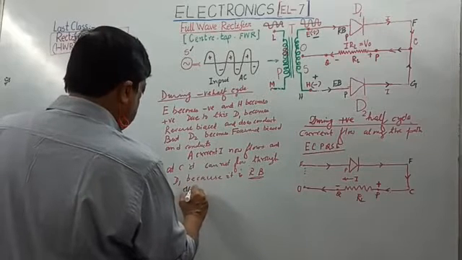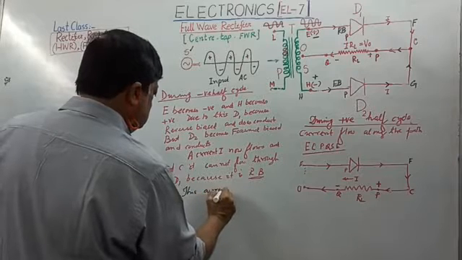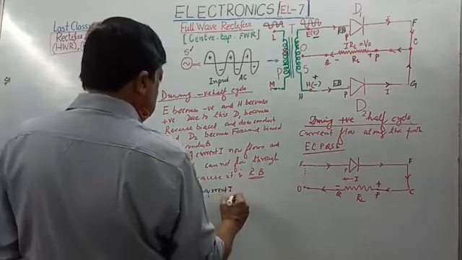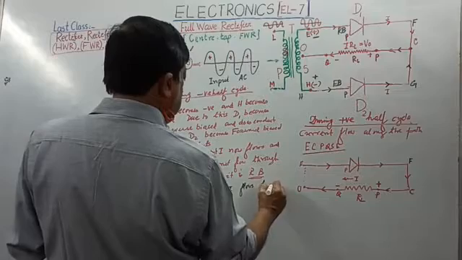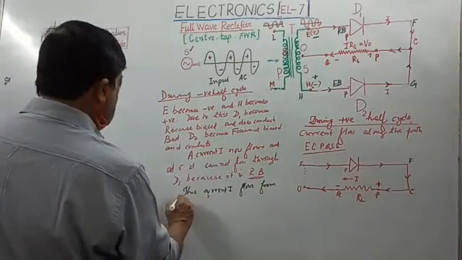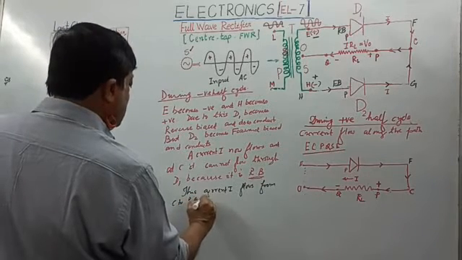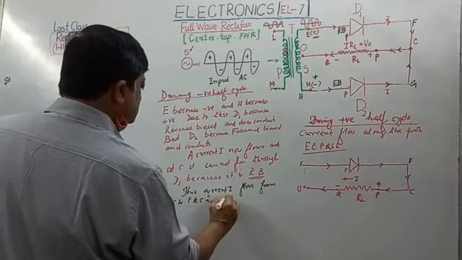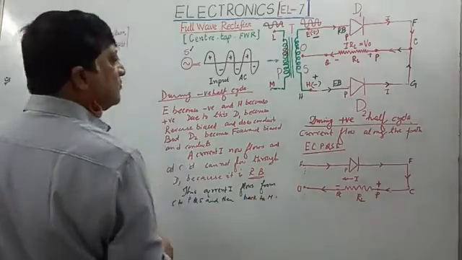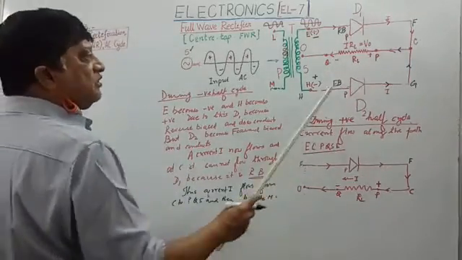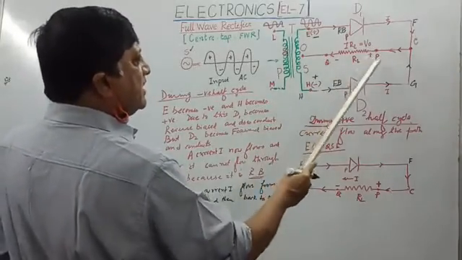This current I flows from C to P, Q, S and then back to H. So you see it will cross the RL in the same direction, that is from P to Q.